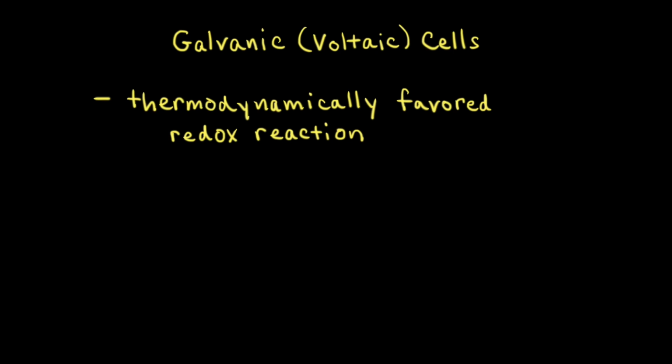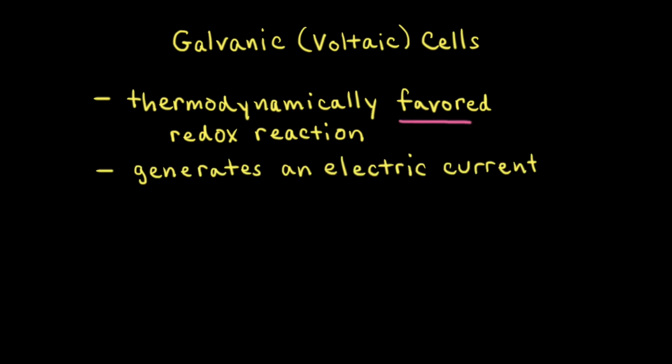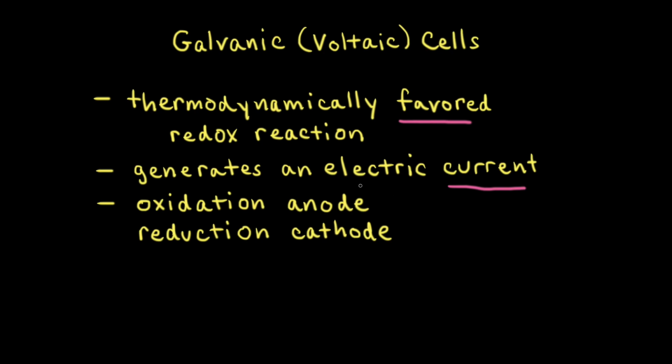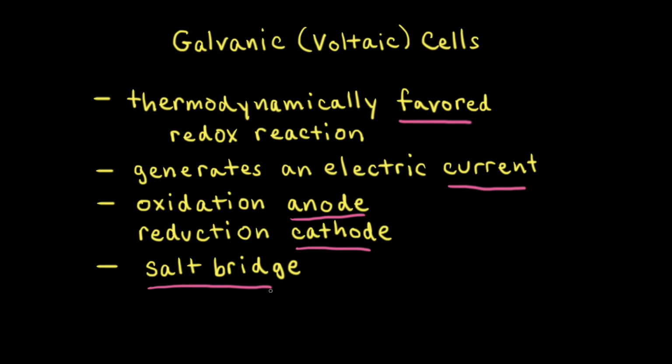Let's do a quick summary of galvanic or voltaic cells. These cells use a thermodynamically favored redox reaction. This redox reaction generates an electric current that flows in the wire between the two electrodes. The electrode where oxidation takes place is called the anode, and the electrode where reduction takes place is called the cathode. A salt bridge is used to balance the charges in the two compartments. Eventually, the reaction reaches equilibrium, and at equilibrium, the voltage is equal to 0, which means there's no more current, and the galvanic or voltaic cell stops working.